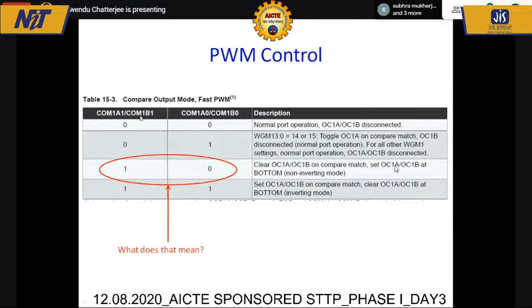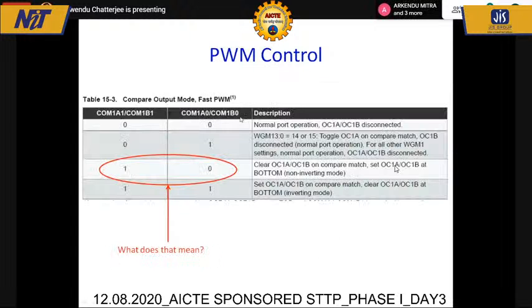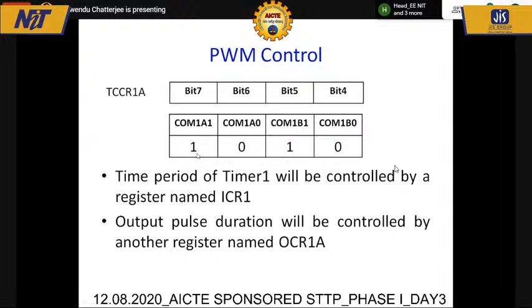What we don't understand at this moment, we will understand later. We will use COM1A1 and COM1B1 as 1, and COM1A0 and COM1B0 as 0. First of all, let us fill with this value. So 1A1 and 1B1 are 1, 1A0 and 1B0 are 0. So 1, 0, 1, 0 will be filled in these TCCR1A bits.